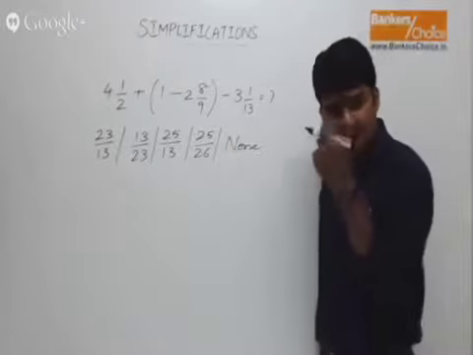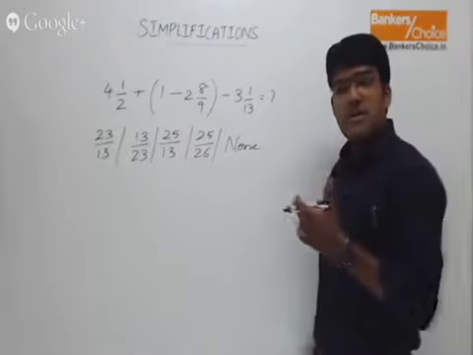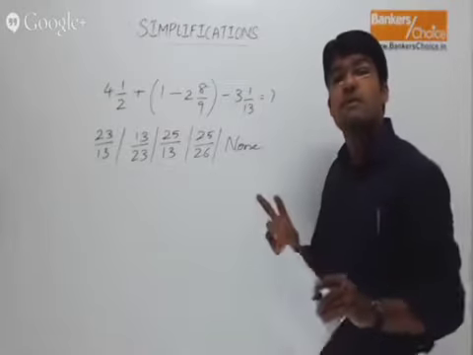What do we do again? As I've mentioned, BODMAS rule, that is what you need to follow. First, always simplify the bracketed part.